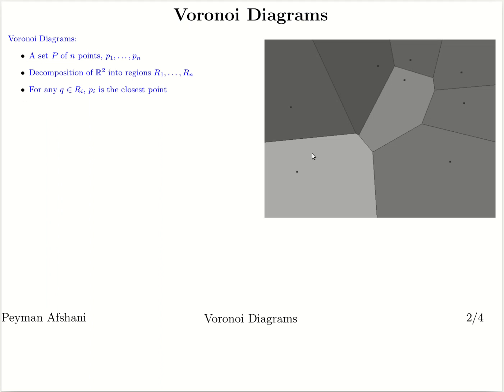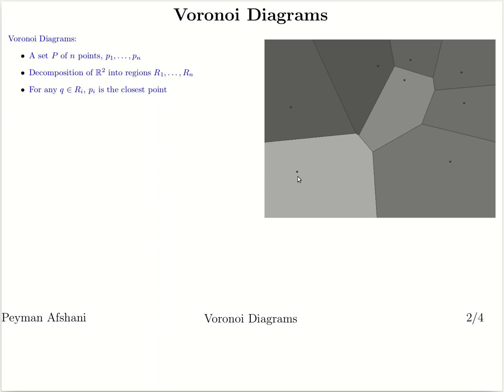In general, a Voronoi diagram is basically given by this concept. So you have endpoints, and we'd like to decompose the plane into some regions R1 up to Rn, such that for every point Q inside the region Ri, point Pi is the closest point to the point Q. So for instance, the region of this point is this light gray area. So any point inside this light gray area is closer to this point than it is to any other point in the input point set.